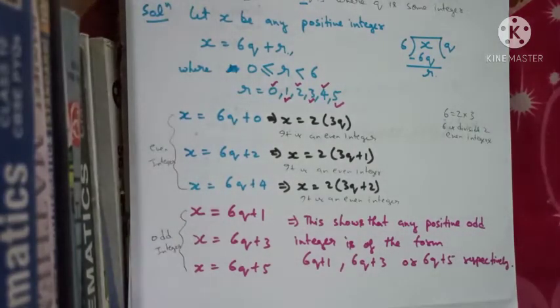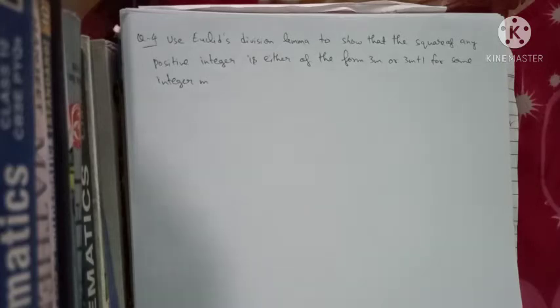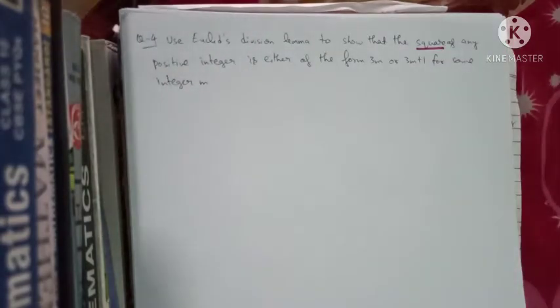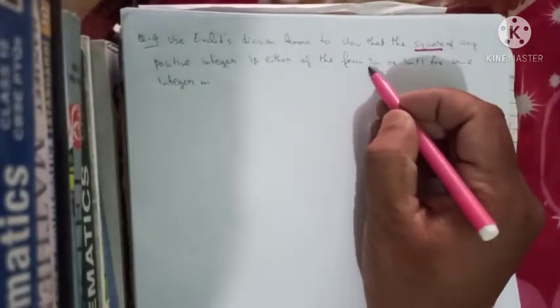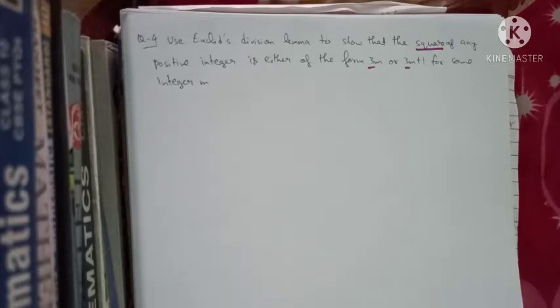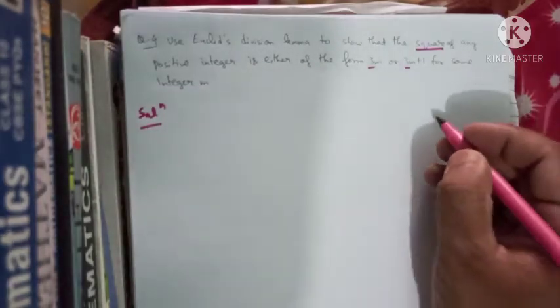Okay, that's it. Next question, we will move to the next question. Now here in question number 4, use Euclid's division lemma to show that the square of any positive integer. In the last question we were discussing the positive odd integer. Here we are saying the square of any positive integer is of the form 3m or 3m plus 1. So here also, 3 will be the divisor. Very good.